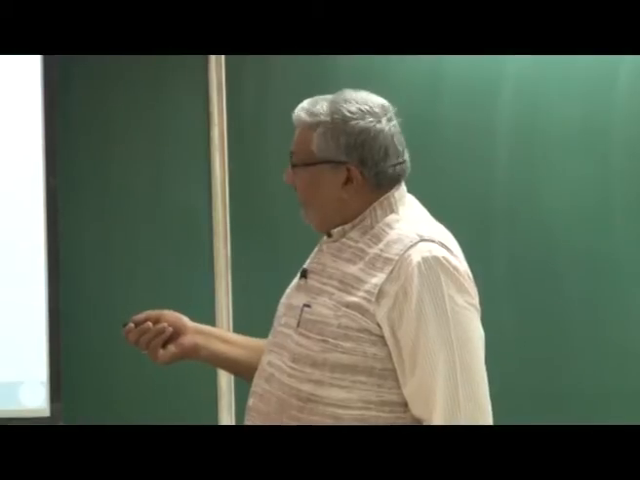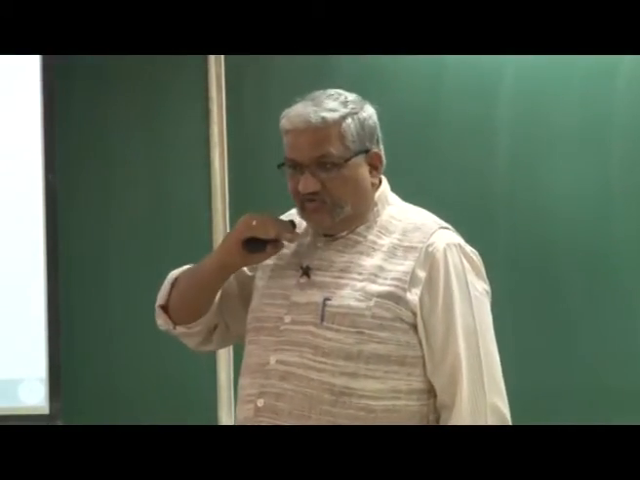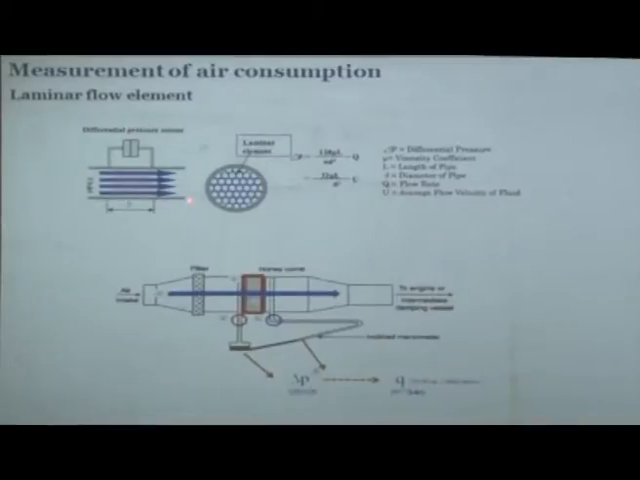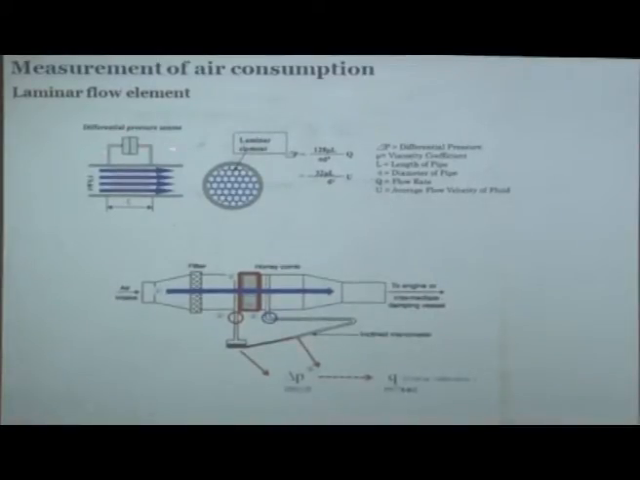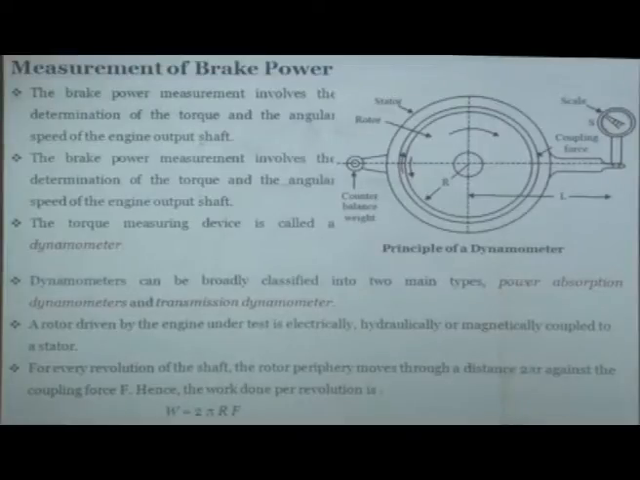So, the orifice plate is put after the honeycomb, once you have ensured that the flow is already made laminar, then the flow will be measured more accurately. For example, here the flow is made laminar, and across the orifice plate you are measuring the differential pressure. So, this is called the laminar flow element.